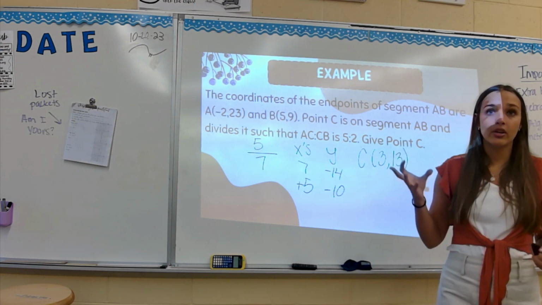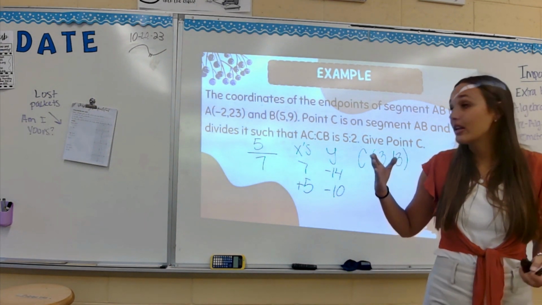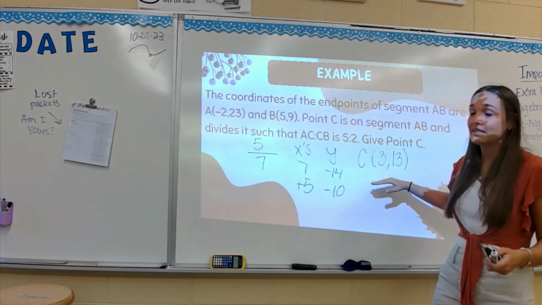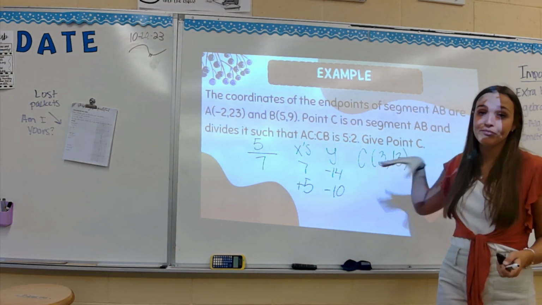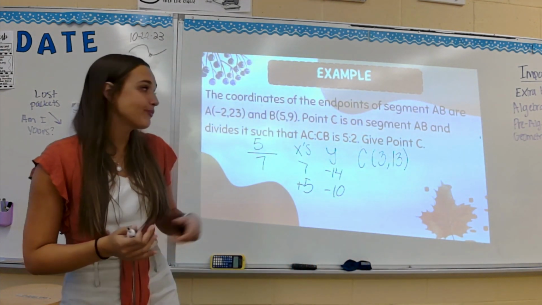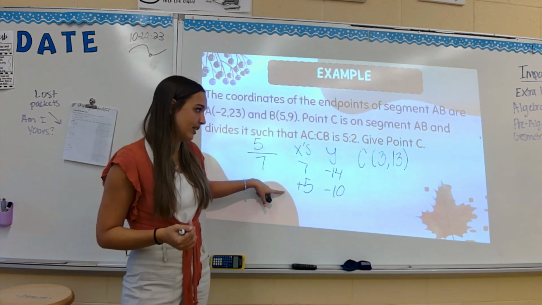So my final answer, the point C that is in the ratio from AC to CB, 5 to 2, would be C is 3, 13. So hopefully once you were able to see these steps, it was a little bit more clear on how we would complete a problem like this.